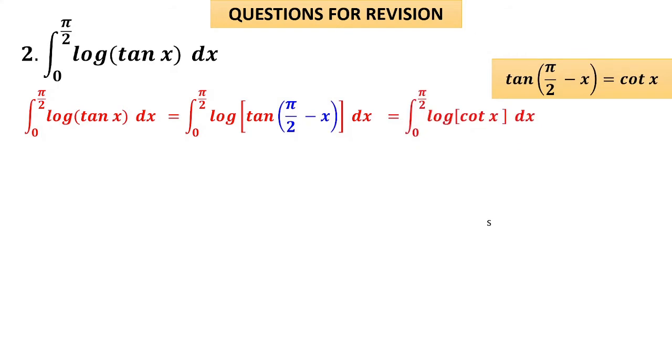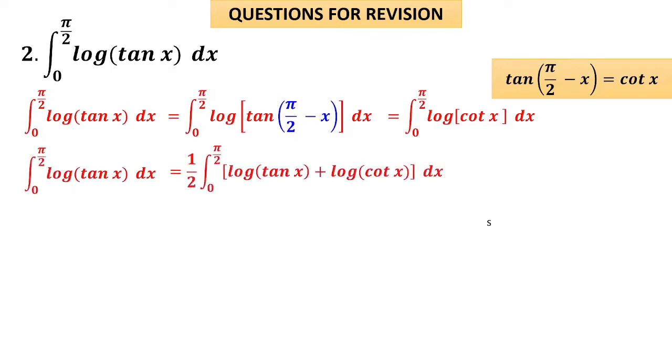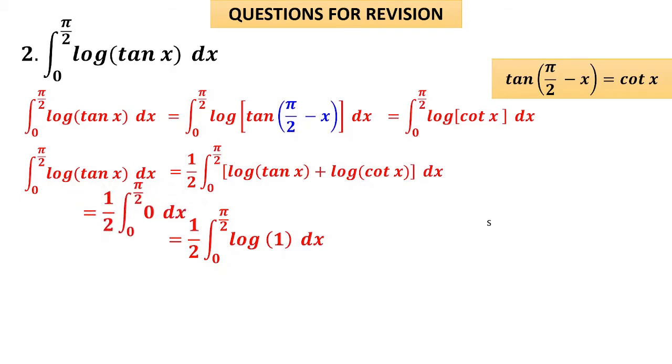I started with one integrand. I got another integrand. Now I have to write the integral is equal to half into the sum of the two integrands, log tan x plus log cot x. Let us check whether it gets simplified. Log tan x plus log cot x is log of tan into cot. Tan and cot are reciprocal to each other. Therefore, log 1. What is the value of log 1? It is 0. Therefore, the final answer is 0.